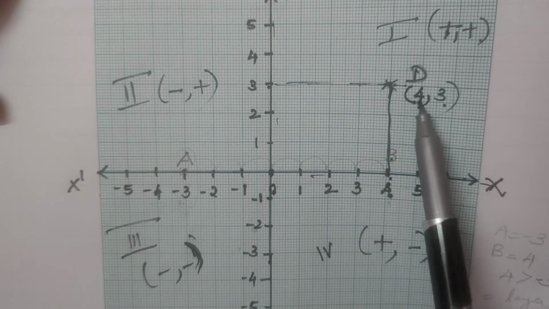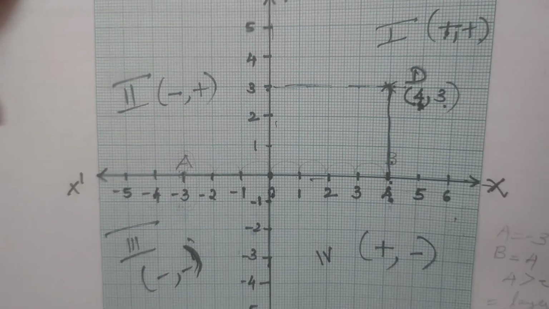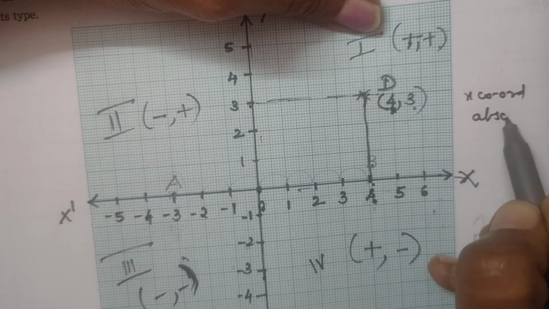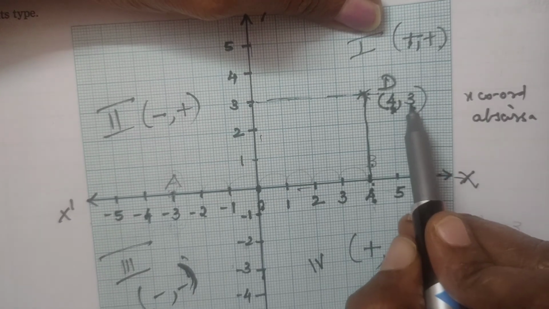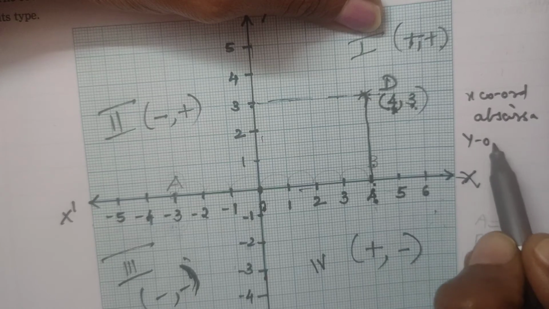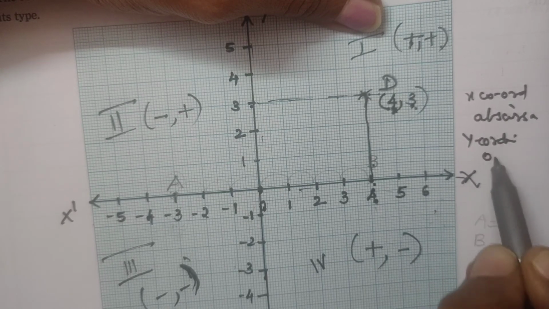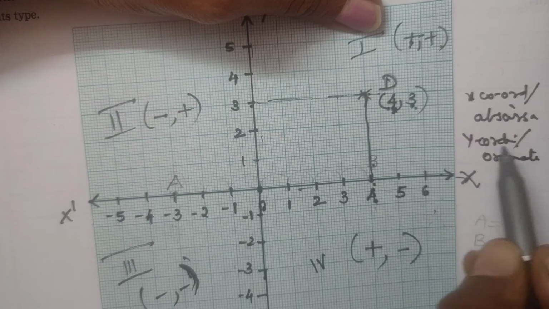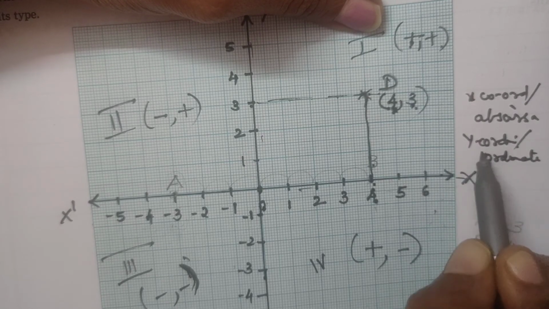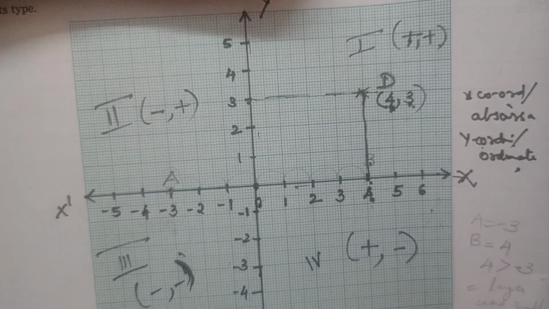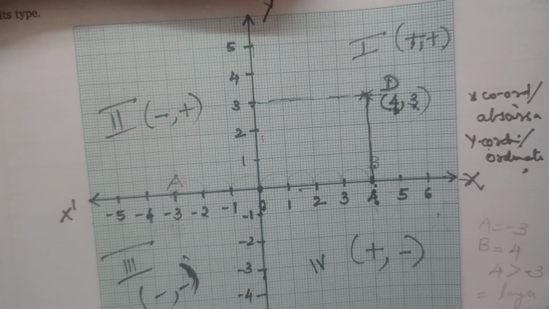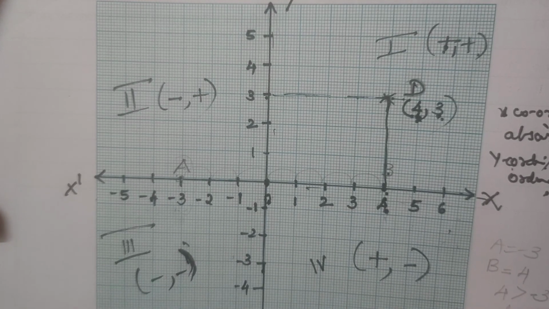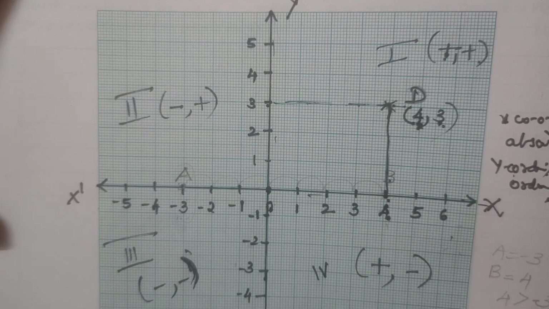And this coordinate, we have another name for the x coordinate. We say x coordinate, and we have another name also, abscissa. And the y coordinate we also call the ordinate. We can say abscissa or x coordinate, and ordinate or y coordinate. This is for your knowledge, I am sharing this here. So you understood how this plane is divided and how it is made with plus and negative signs and all this.